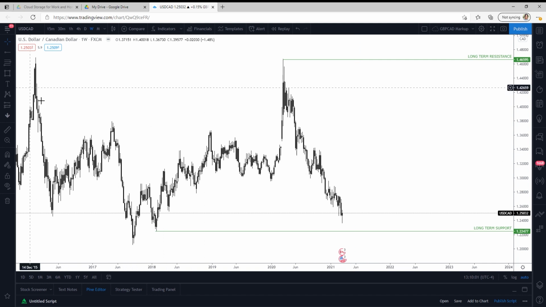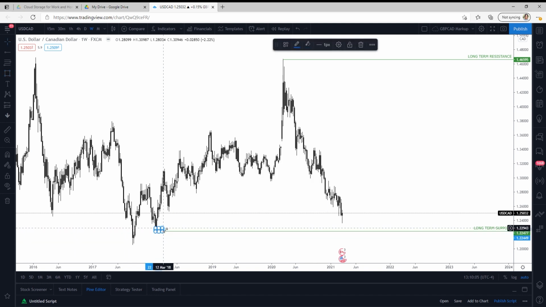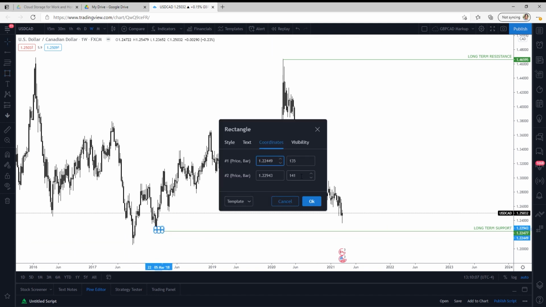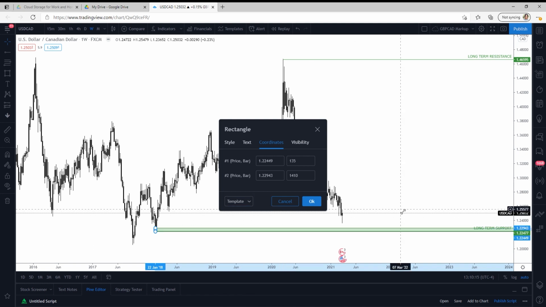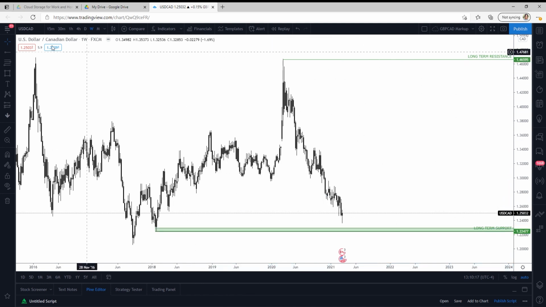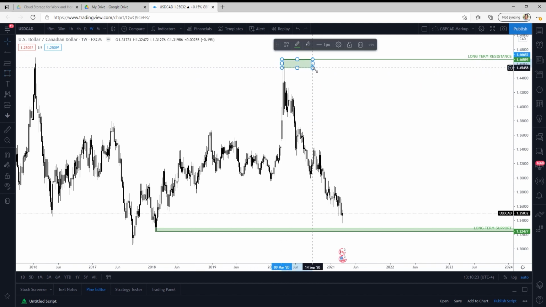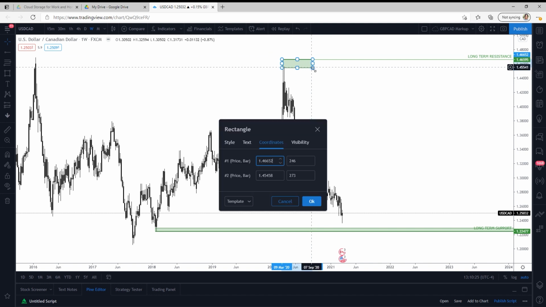So what I also do is I draw zones, because price does not come to a specific line. It comes to an area. So I'm going to add a 0 to expand that out. And then I'm going to change the color to my long-term zone. And then I'm going to do the same thing at the top, and add my 0.